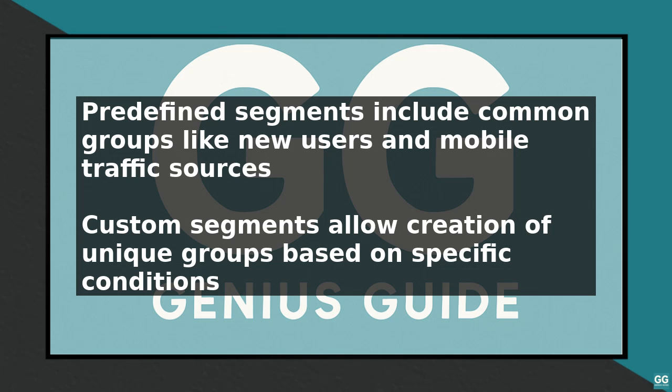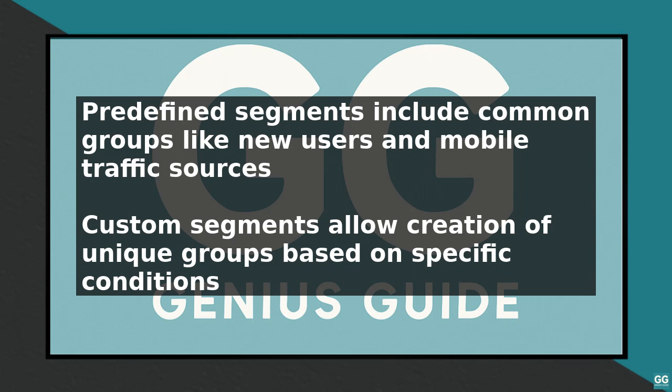Creating custom segments. To create a custom segment, navigate to the admin section of your Google Analytics account and select the Segment tab. Choose the type of segment you want to create, such as users or sessions, and define the conditions that must be met. For example, you can create a segment for users who have made a purchase, or for sessions that originated from a specific campaign.